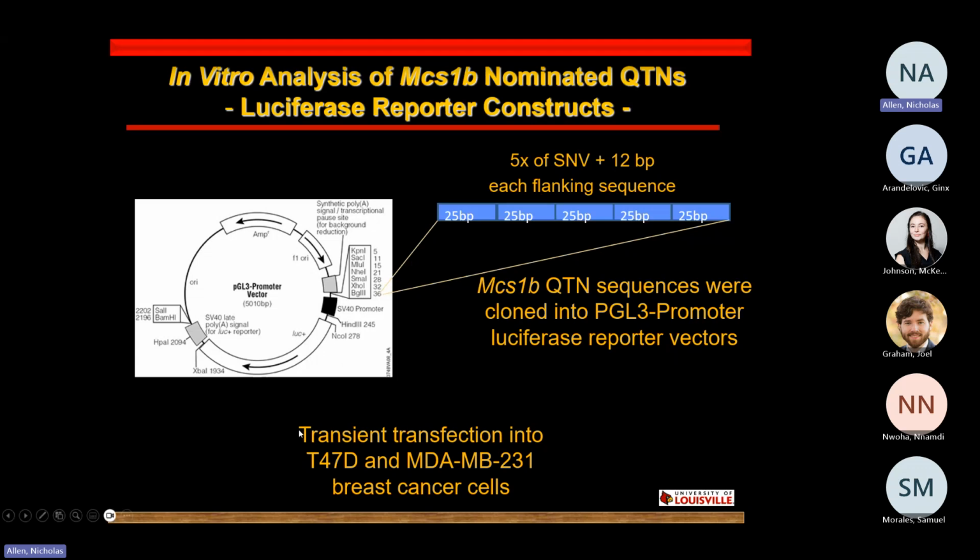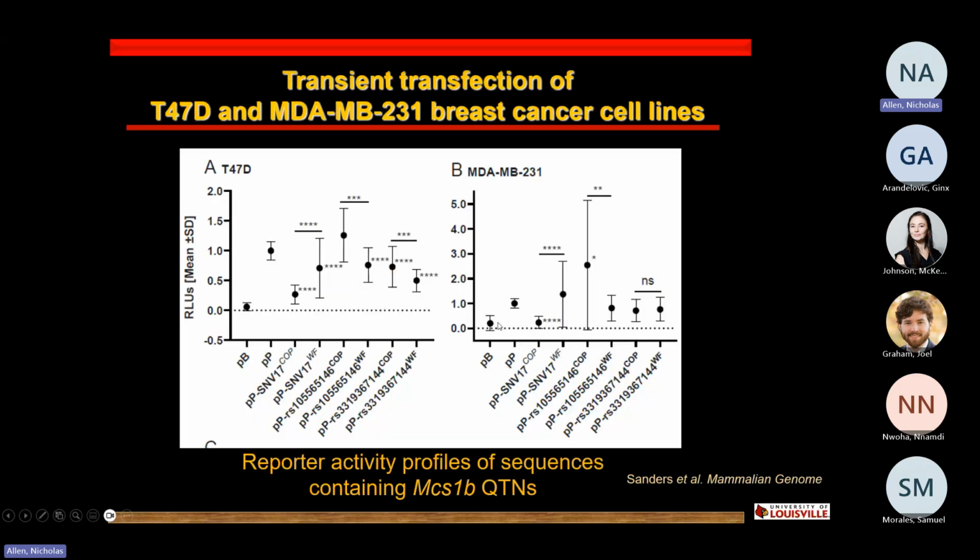So we put this in. We're going to transfect this plasmid into different cells, and these are different human breast cancer cell lines. And then we want to measure the outcome. So a lot of data here. In the interest of time, let's focus on the T47D. So this is an estrogen receptor positive cell line.